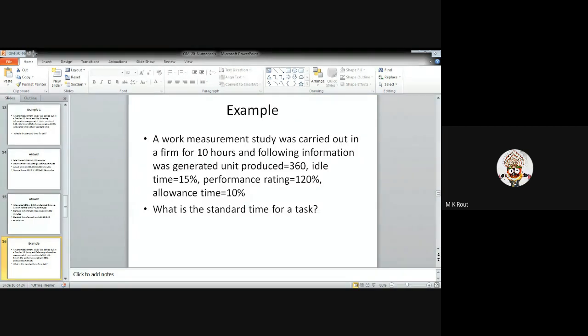Rachana Mishra, are you there? Ritika Mahanti? Shivani Jana, what is the total time here?